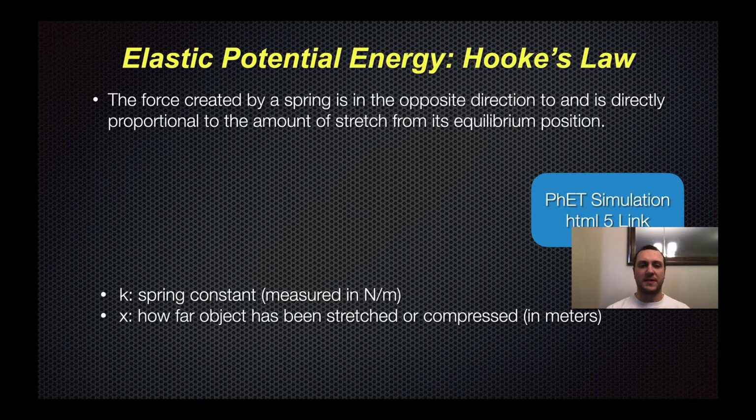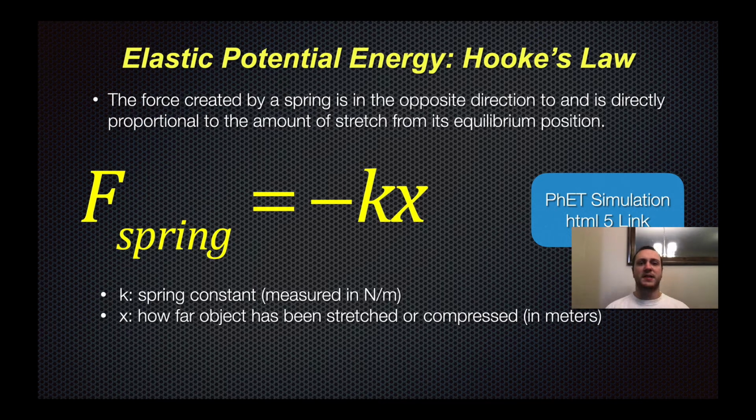So we see our definition. The force created by a spring is in the opposite direction to and is directly proportional to the amount of stretch from its equilibrium position. So basically, here's what that means. If we put this into mathematical terms, your spring force, right? So the amount of force that is exerted by the spring is equal to negative kx, where k is the spring constant, and x is how far it is stretched or compressed in meters from its standard position.